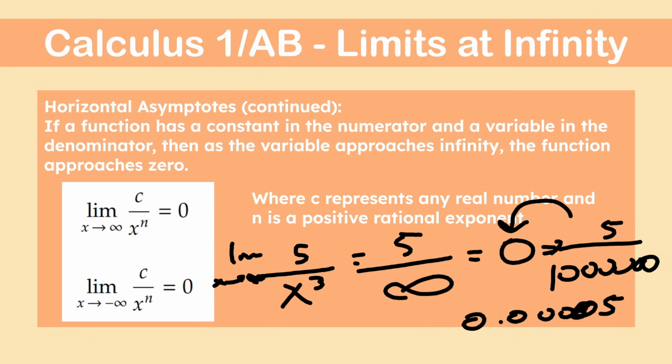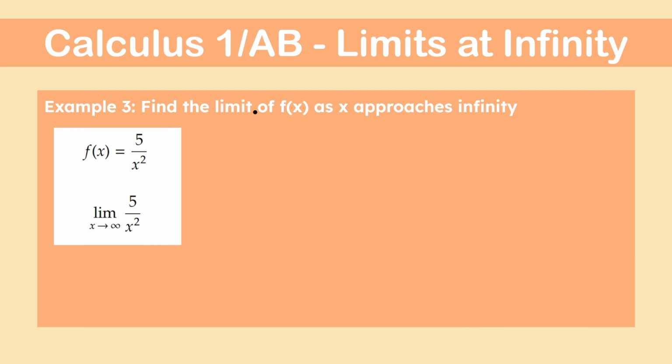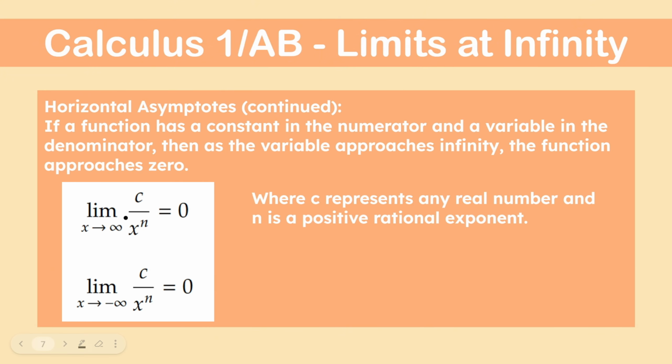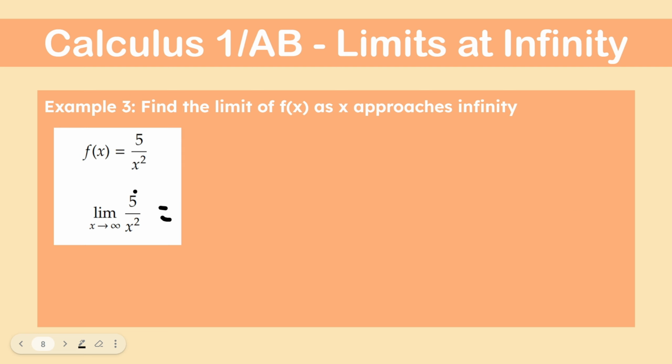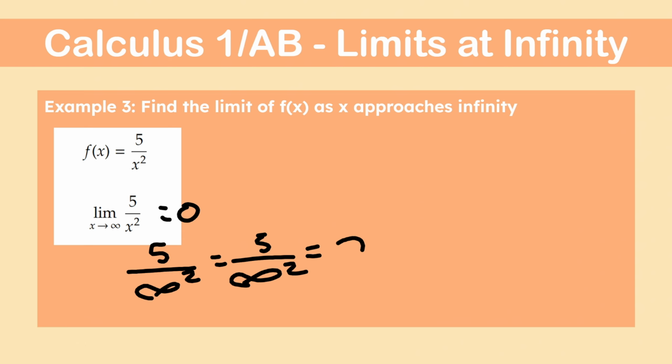will eventually approach 0. So now for this third example, we're going to find the limit of f of x as x approaches infinity. So we have f of x is equal to 5 over x squared, and we're trying to find the limit as x approaches infinity of 5 over x squared. So basically, from this other slide, we have a constant on top and a variable on the denominator, which means that this is going to approach 0 because 5 over infinity squared is just going to be 5 over a very, very big number.